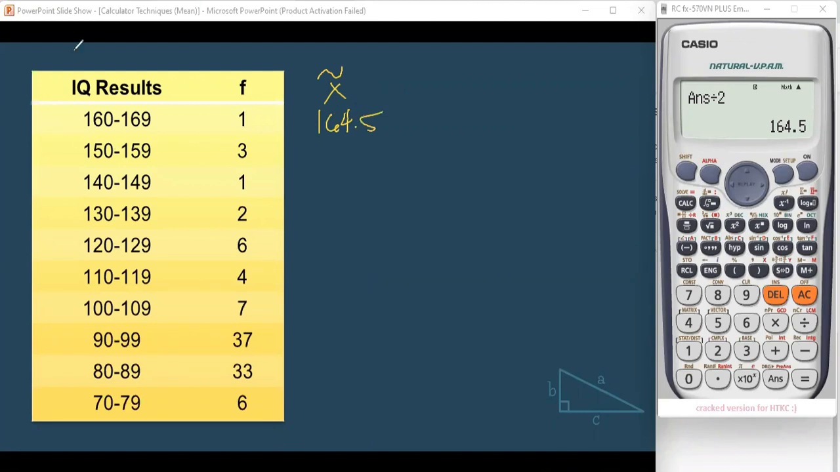So dito naman po, so that is 159 plus 150 divided by 2. That will give us 154.5.